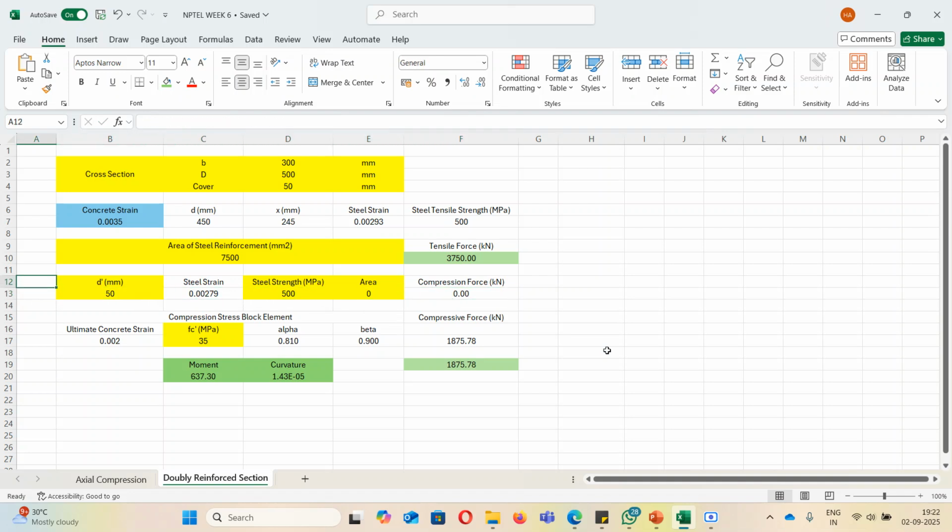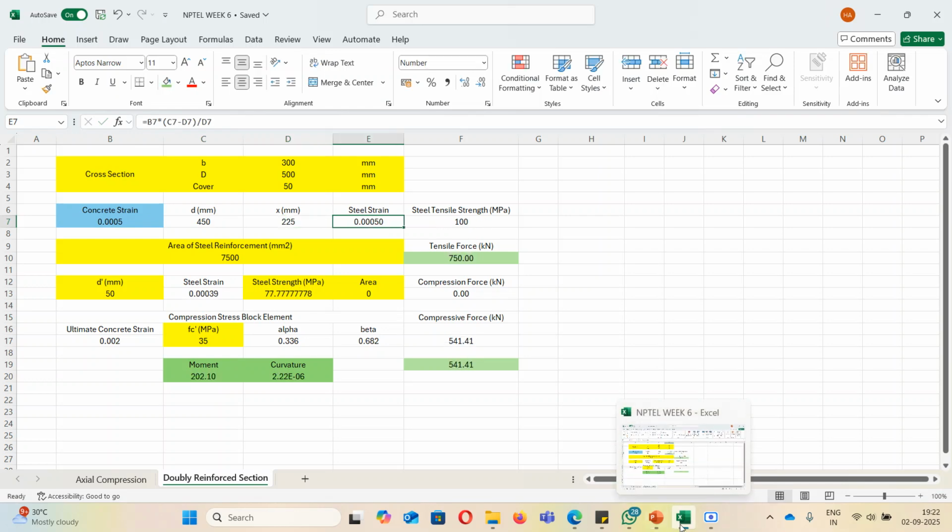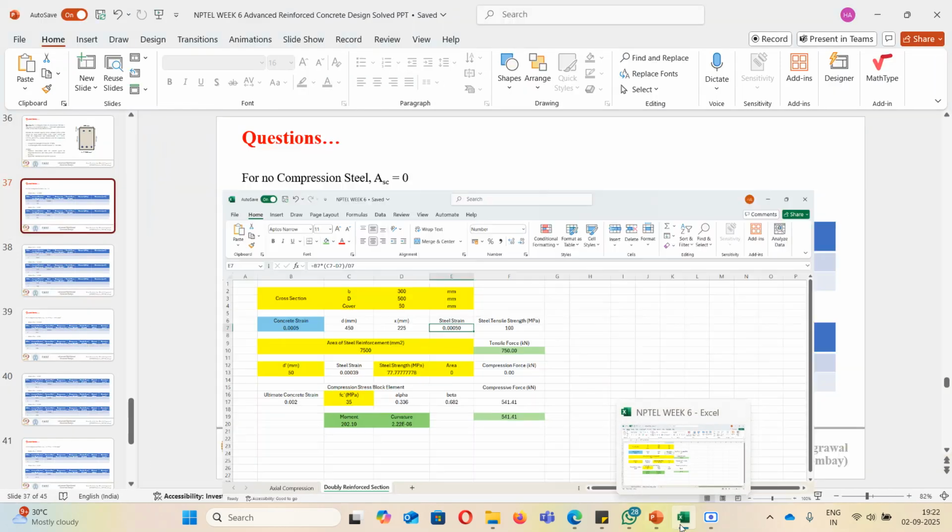So this whole block here, which I am highlighting, it is of no use right now because area of compression steel is 0. Okay. BD, this is set, cover is set. My concrete grade is set, and the area of reinforcement is 7,500. So again, iterative approach, I will take concrete strain as 0.0005. I'll assume depth of neutral axis is 225. At 225, what I'm getting, compression force is 541.41.